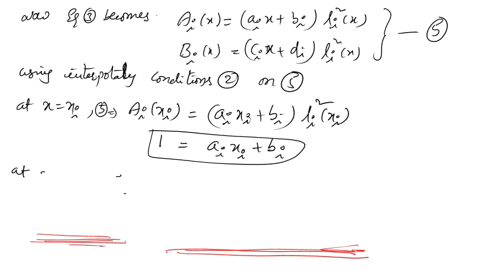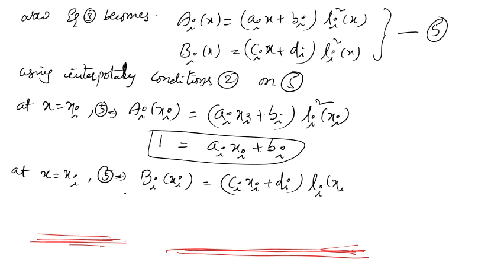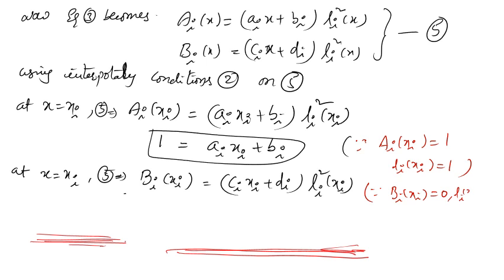Next, at x equal to x_j, for example, if I consider the second one, in equation 5 let me consider B_i(x_j) equal to (c_i x_j plus d_i) times L_i(x_j) squared. Here I am giving the condition, since A_i(x_i) equal to 1 and the Lagrange fundamental polynomial is also 1. Since B_i(x_i) is always 0 for all i, j, and L_i(x_i) value is 1, this becomes 0 equal to c_i x_i plus d_i.